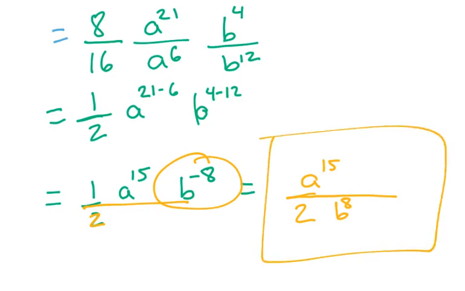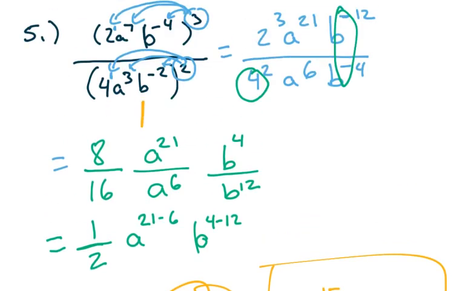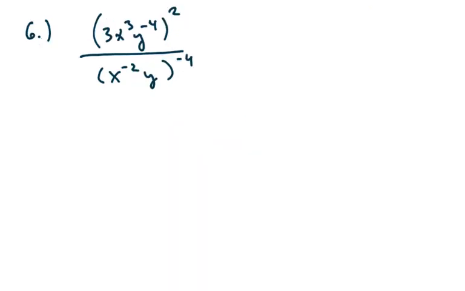So it's a lot of little things. You don't have to do it this way. Some people from the very beginning clean this up. Some people would have taken the 2 and put it on top, and the b to the negative 4 and put it on the bottom. And you could do that as well if you don't like to see negative exponents. Okay, so go ahead, pause the video if you haven't done so already. Give yourself a shot at trying to do number 6 on your own.